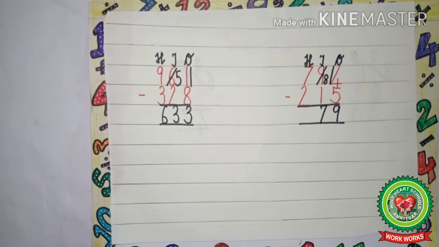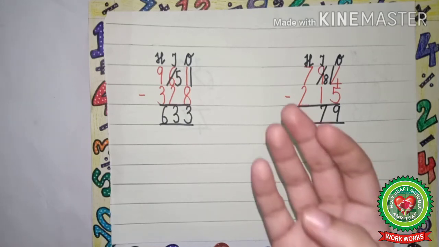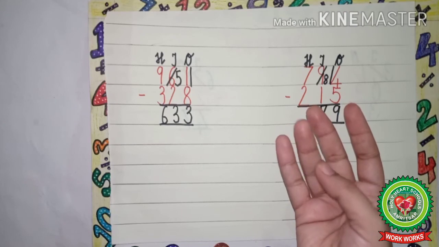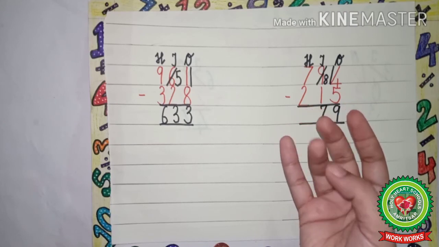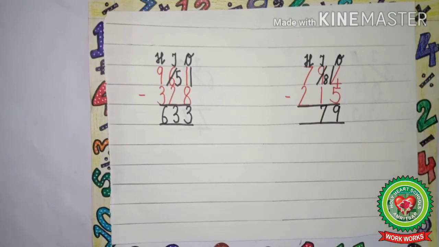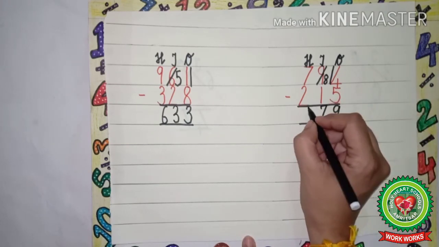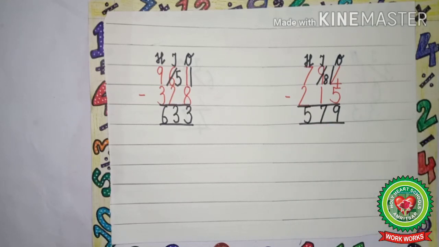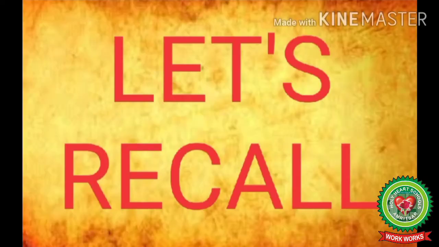Now 7 minus 2. So we have to start at 2 and stop at 7. Now what comes after 2? 3, 4, 5, 6, 7. Now 1, 2, 3, 4, 5. So 5 is the answer. Okay, it means 794 minus 215. The answer is 579.